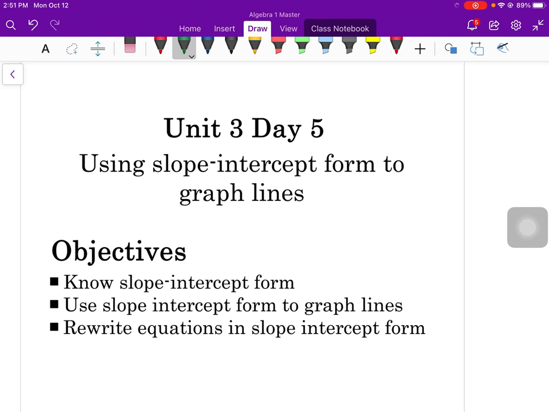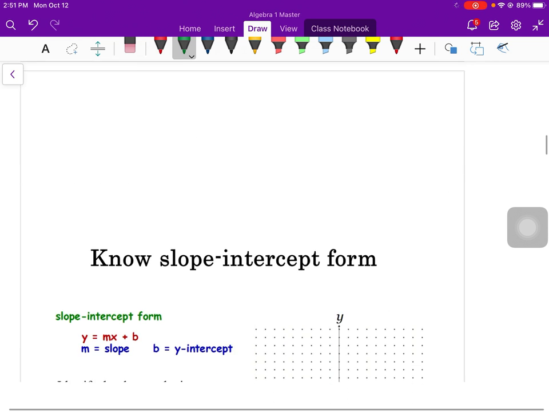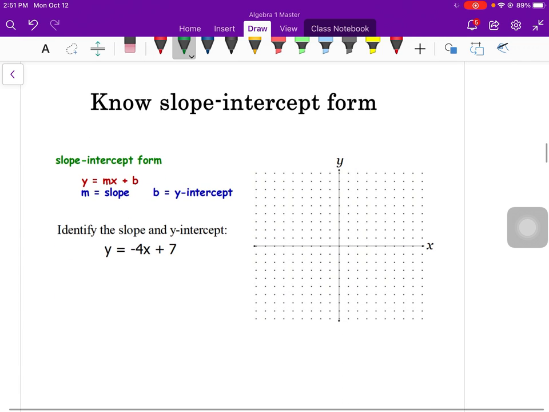So today we're going to be using our slope in our slope-intercept form to graph lines. Slope-intercept form is written in the form y equals mx plus b, where m is slope and b is what is called the y-intercept. So first in this problem, before we get to graphing at all, we're going to identify what our slope is. In this case, it's negative 4.